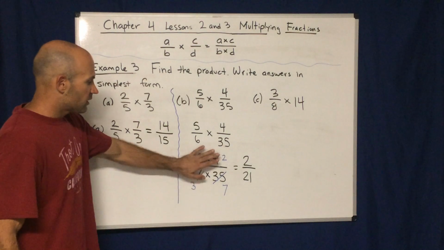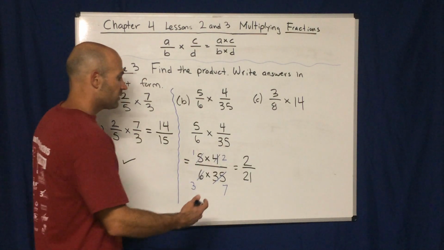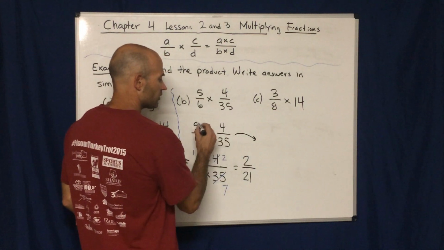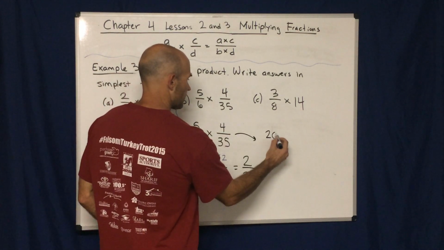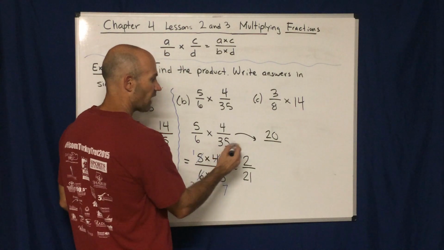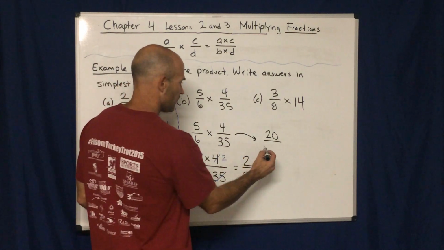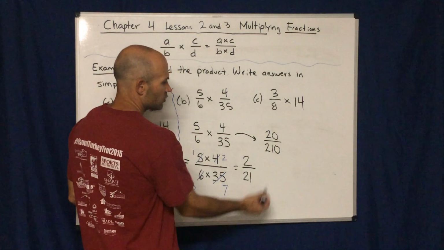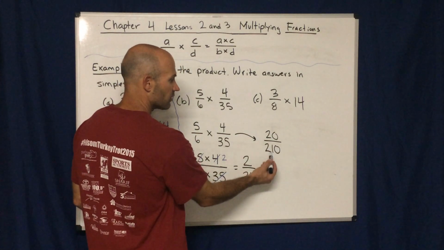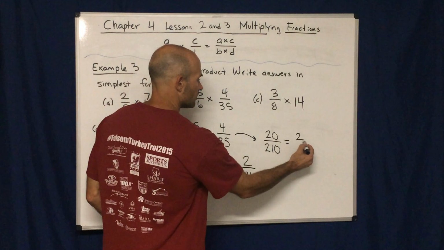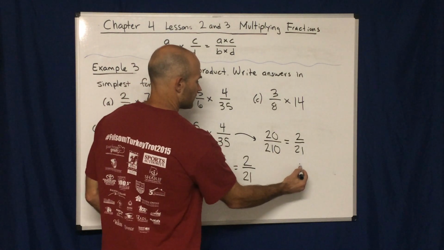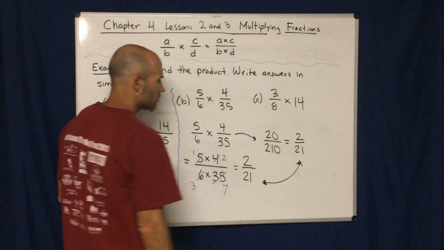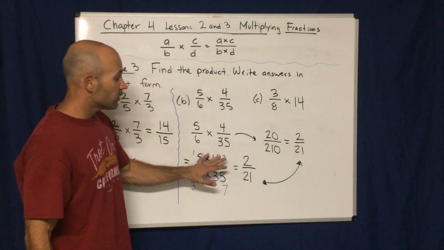If you didn't like this method, then you'd still get the same answer. What one would do is still multiply straight across. 5 times 4 is 20. And 6 times 35, you may have to work that one out to the side. It ends up being 210. 20 and 210 have a common factor of 10, so I can cancel that out to get the same answer, 2 over 21. So either method works.